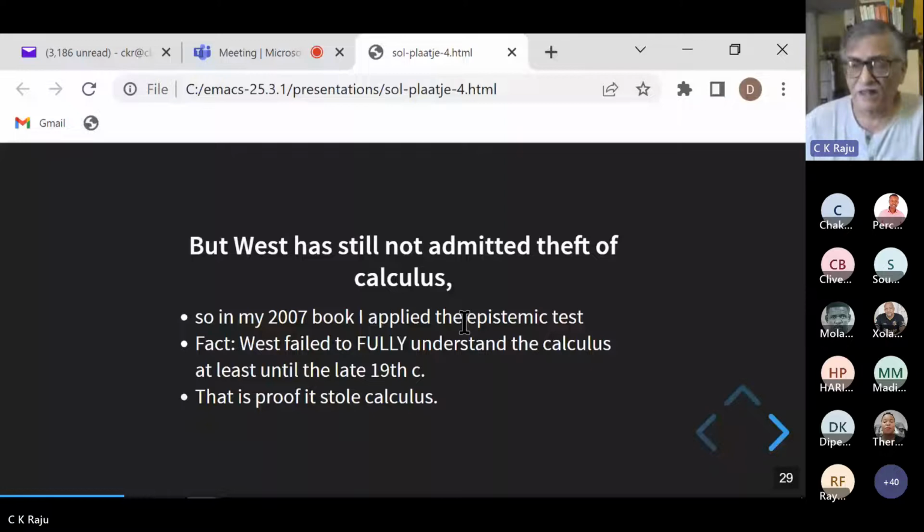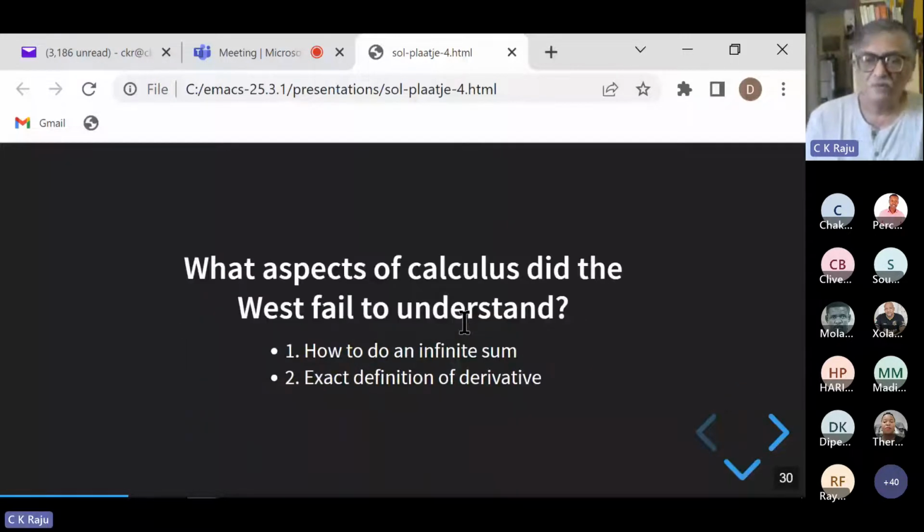So what aspect of calculus exactly did the West fail to understand? There are two key aspects. One is how to do an infinite sum. The second is what is the exact definition of derivative. Newton used calculus, so he had to define the derivative. How did he define it? And he had a series which he called the Newton series or Leibniz series, and it involves an infinite sum. How do you do that infinite sum?